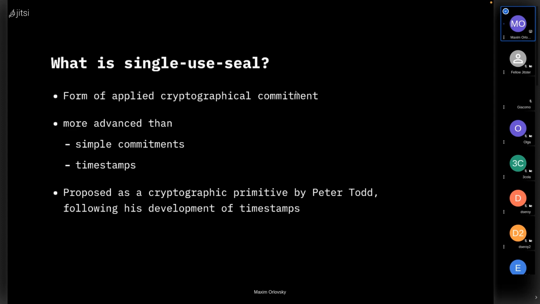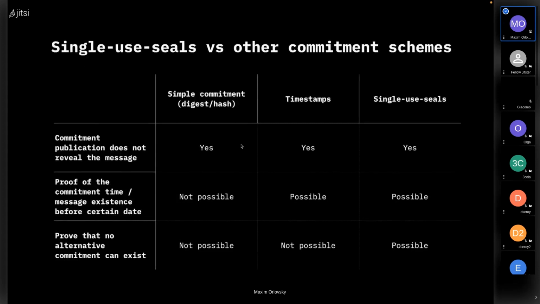And it's a more advanced primitive than simple commitments with cryptographic hash functions or timestamps. And we have even some comparison that shows how they all differ from each other. Basically, the single-use seal is the most feature-rich form of commitment, and it allows you to fulfill the actual commitment to the message in the future at a certain point of time.